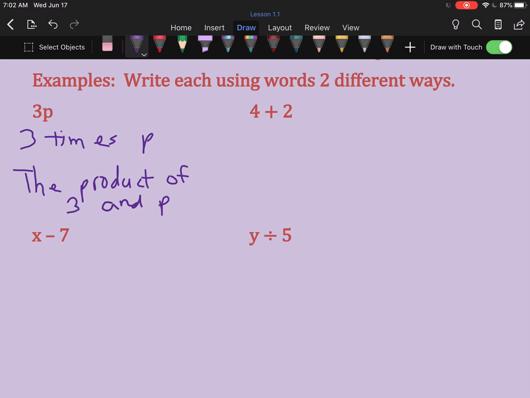Next up we see 4 plus 2. So using words we could just write 4 plus 2. And yeah, you can just write the numbers down as numbers. I don't expect you to write them out in 8th grade. The fancier way of saying add 2 things is to say the sum of the 2 things. So the sum of 4 and 2.